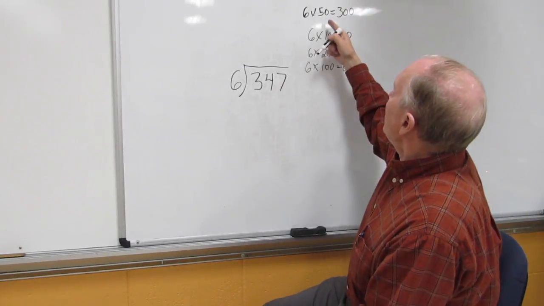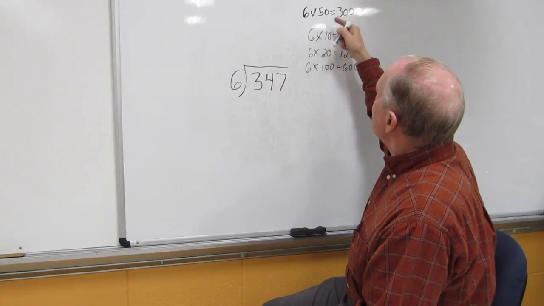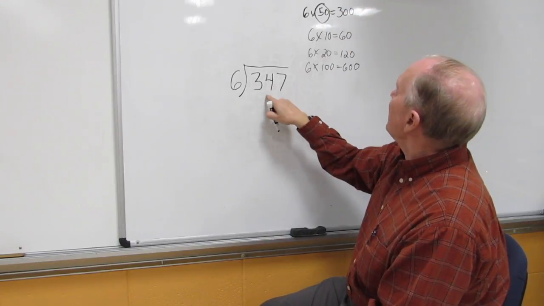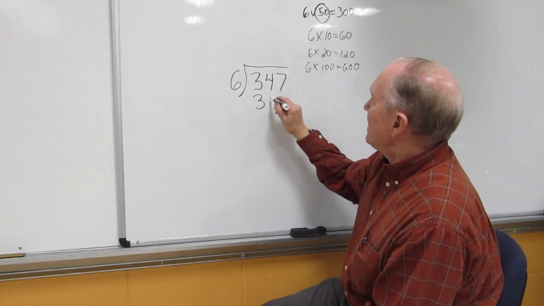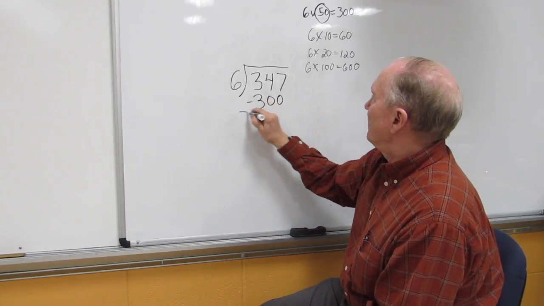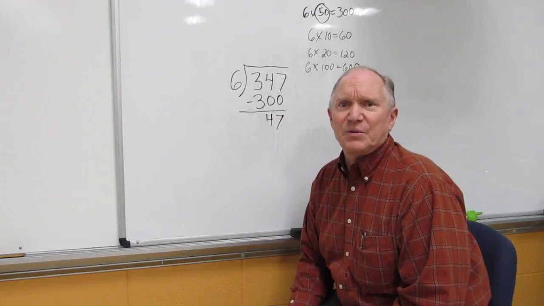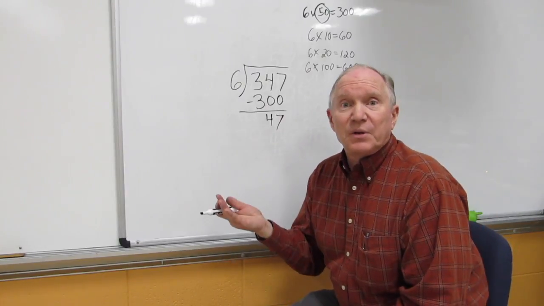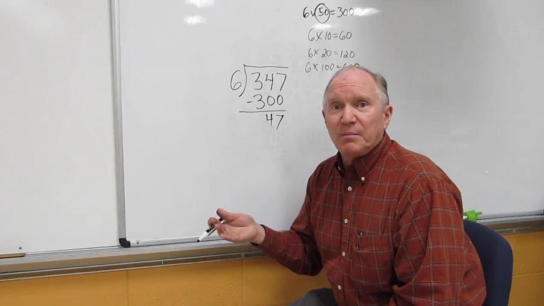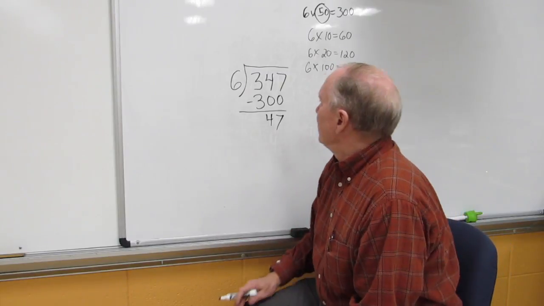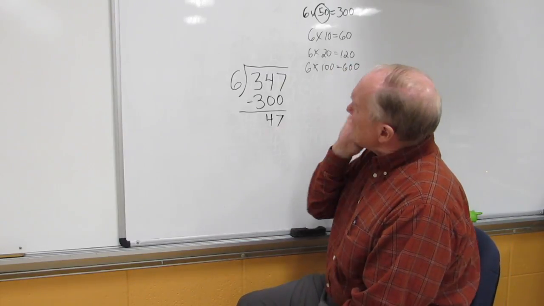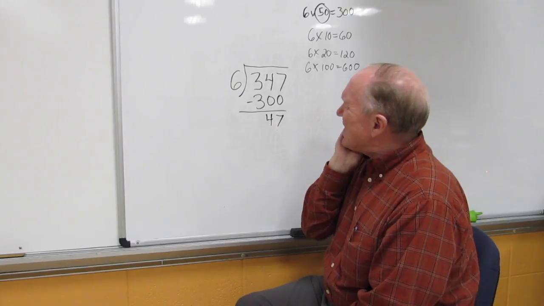300. So let's try that. Let's say we do 50 6s. That would give us 300. We still have 47 left to find how many 6s are in that. Well, that's easier to do, isn't it? Because they know their basic multiplication facts, or they should. So 6 times what? How many 6s? Well, 6 times 8 makes 48.